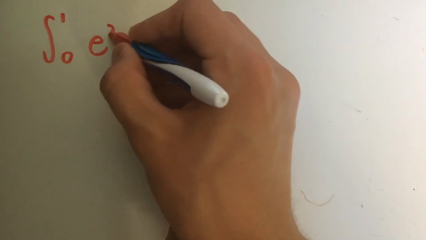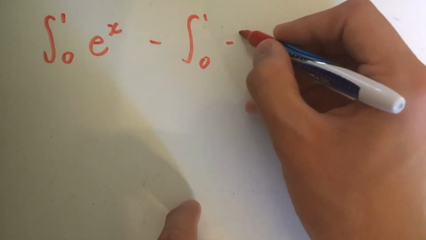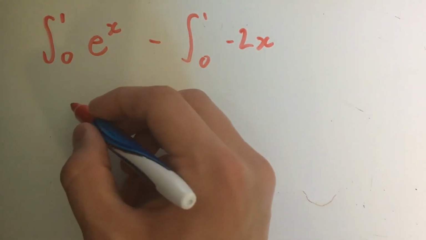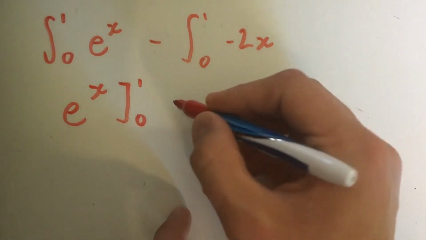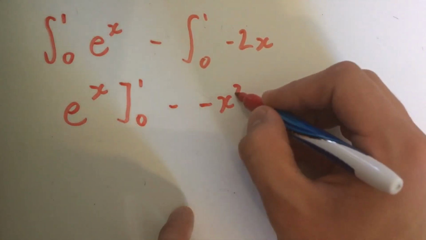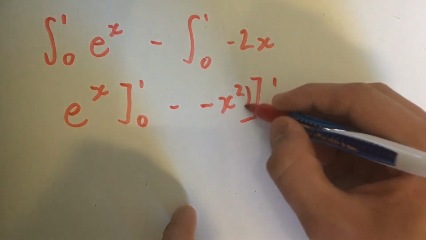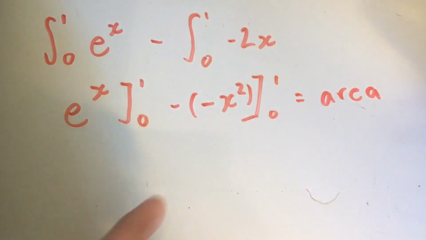Calculus. Start. Now, first thing we're going to want to do is calculate the integral of our first line between 1 and 0 minus the integral of our second line, negative 2x, between 1 and 0. Now, that is e to the x between 1 and 0 minus negative x squared between 1 and 0. And we're going to just put those in brackets. And that equals our area.